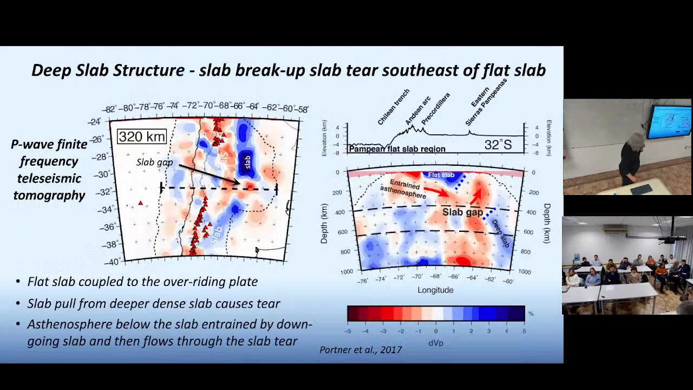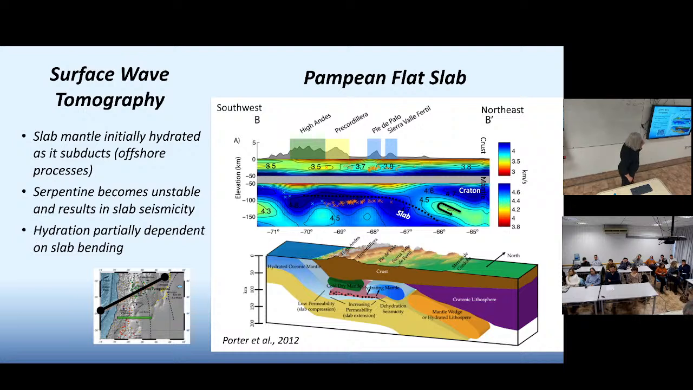Probably still to be worked out a little more, but this was Ryan's idea when he studied this part of the flat slab. So the hydration and how much water gets released is partially dependent upon the slab bending, or, you know, it bends and then it unbends. And you still want to take into account the bending as it flattens out at 100 kilometers.